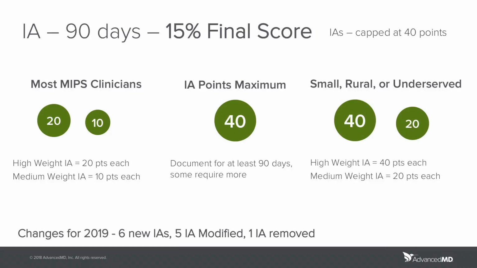So we are in the process right now at AdvancedMD. We've had an improvement activities beginner guide out on Nest for you, and we will be updating that to reflect the changes for 2019. So for 2019, there are 6 new improvement activities. They've added 6 new ones. They've modified 5, and that's usually where they just change the wording to make it more specific of what you really need to do. And then there's been 1 that's been removed.